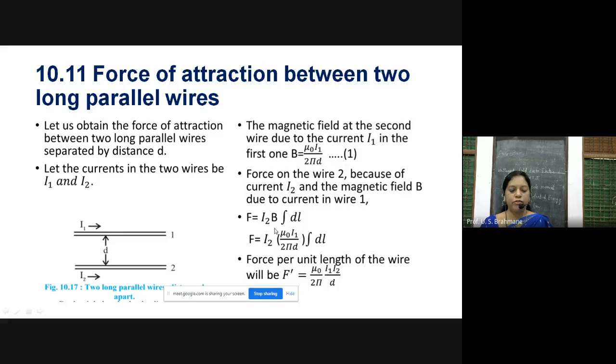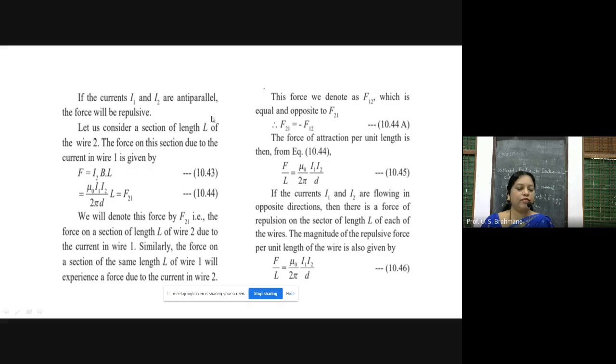We have seen in the first lecture the force for a straight conductor and for an arbitrary shape. If it is a straight conductor, we have seen that F is equal to I2 B L; if it is of any shape, we have got the integral equation. Then we substitute the value of B, mu 0 I1 upon 2 pi d, from equation 1, and that is integration of dl. Therefore, the force per unit length of the wire will be F dash equal to mu 0 upon 2 pi I1 I2 upon d. If the currents I1 and I2 are anti-parallel, the force will be repulsive.